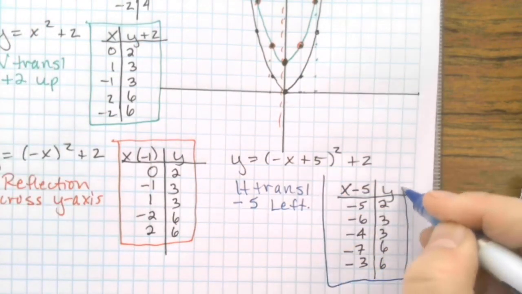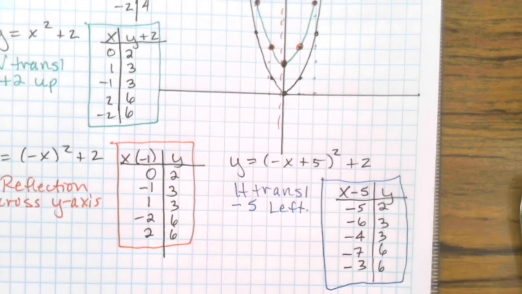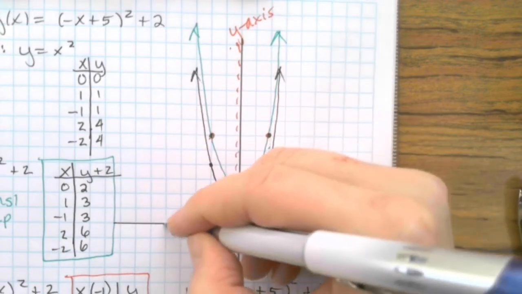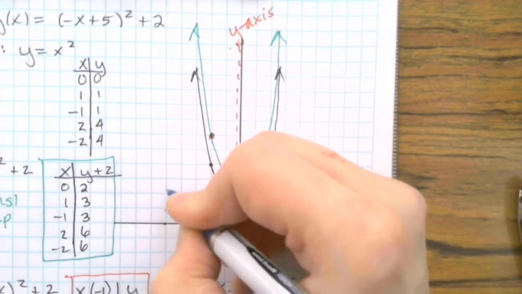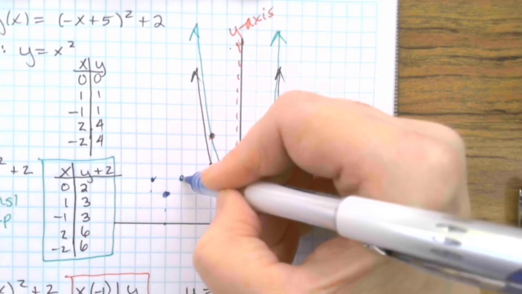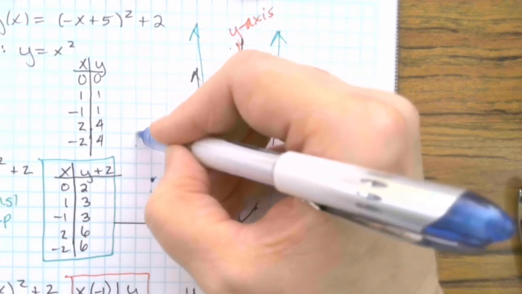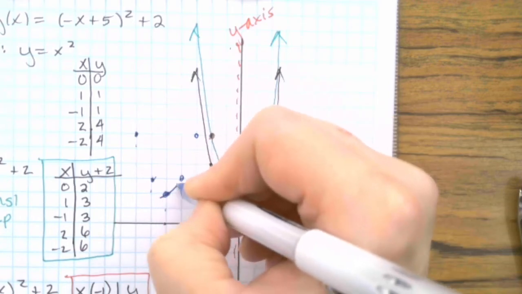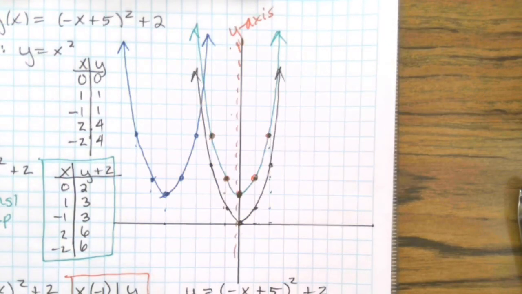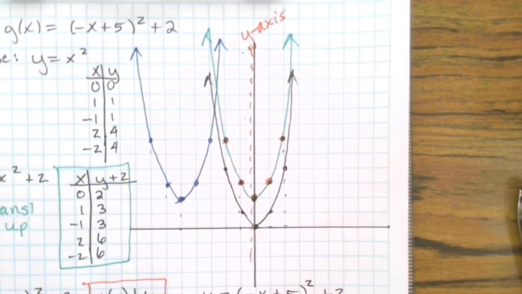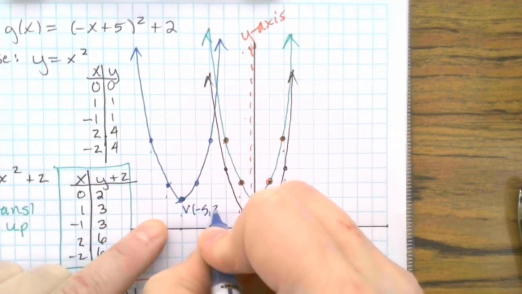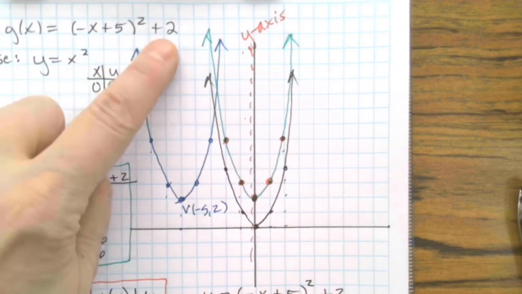Okay, this is our blue and final graph using point-to-point transformation. So (-5, 2), 1, 2, 3, 4, 5, up 2, that's our new vertex. (-6, 3), (-4, 3), (-7, 6), (-3, 6). And that is our final graph. Again, you can double check your points. This vertex is (-5, 2), which matches here, (-5, 2).